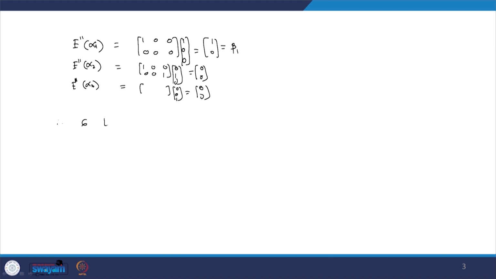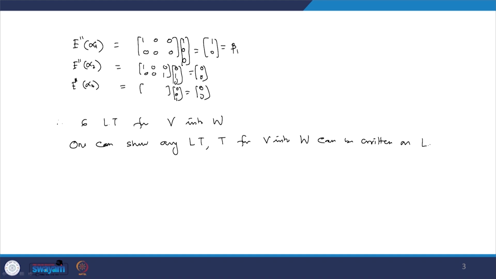So, we have 6 linear transformations from V into W, and one can show that any linear transformation T from V into W can be written as a linear combination of these E_PQ, 1 less than or equal to P less than or equal to 2 and 1 less than or equal to Q less than or equal to 3. Okay. So, this we can try at home.